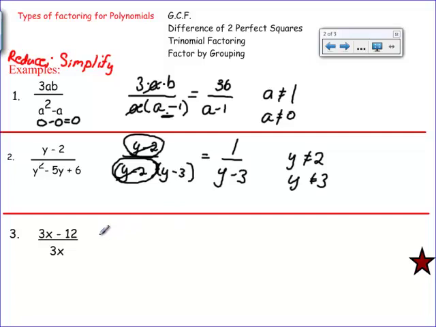Okay, let's go through here. Notice I have a little star over here. Let's pull out that star and see what it says.